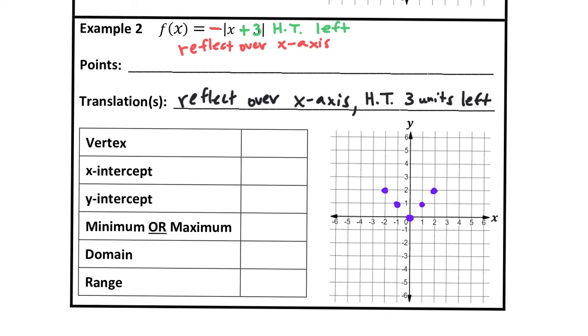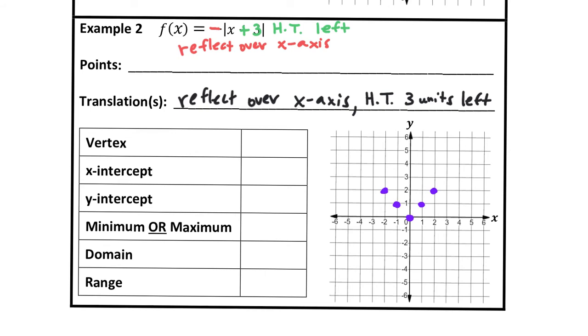These are the original points of the absolute value, because we're focusing on the absolute value right now. Okay, and I want to know how are these points going to move. So let's go in order. So first in red we see reflect over the x-axis. So how is that going to look?